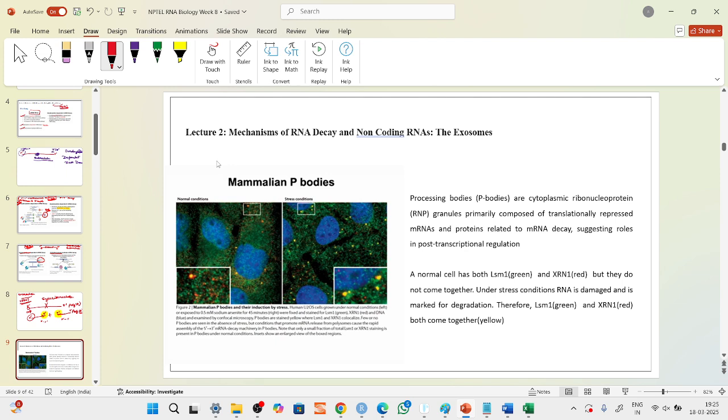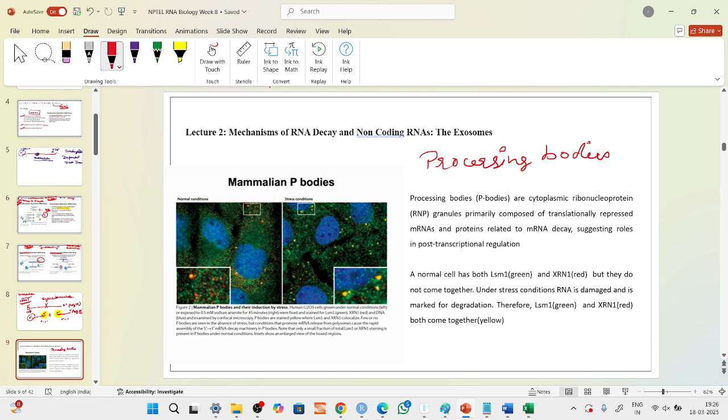Deadenylation dependent, deadenylation independent, and endoribonuclease dependent pathway. Now we come to study about the P bodies. What are P bodies? P bodies are short form, and the full form is processing bodies. So what are these P bodies?